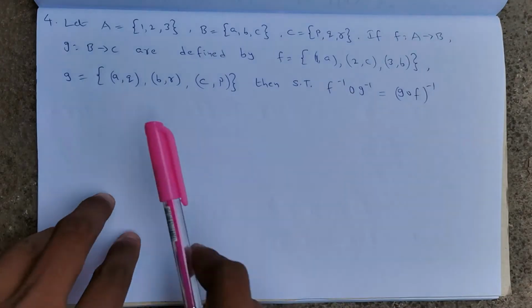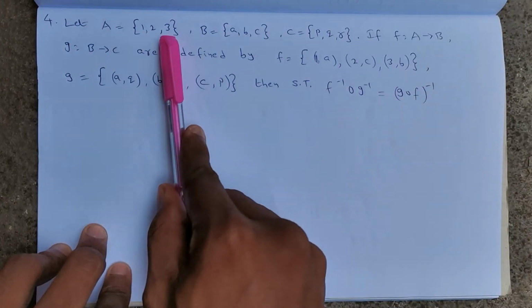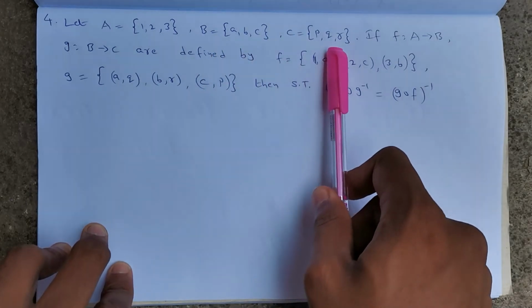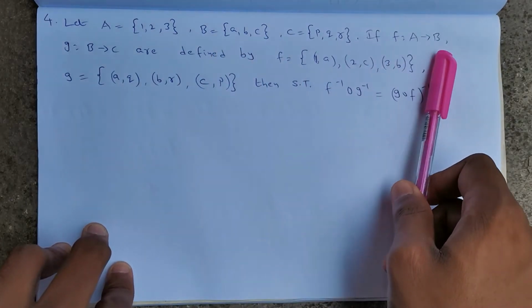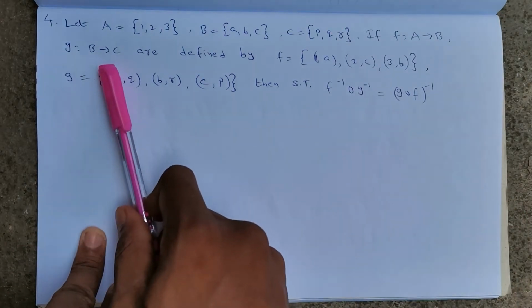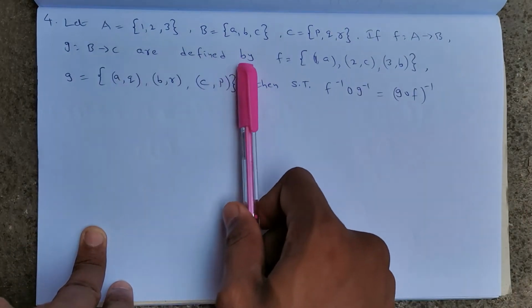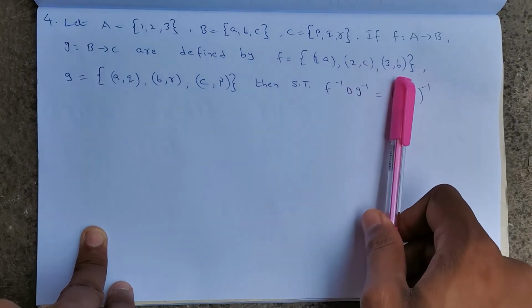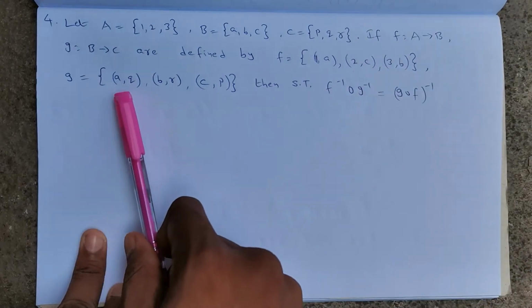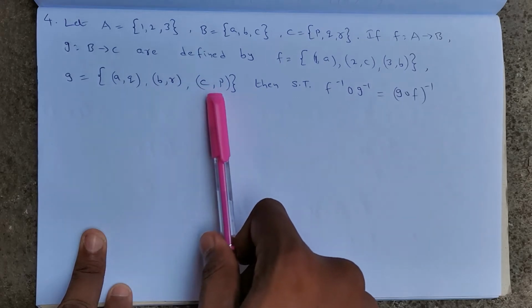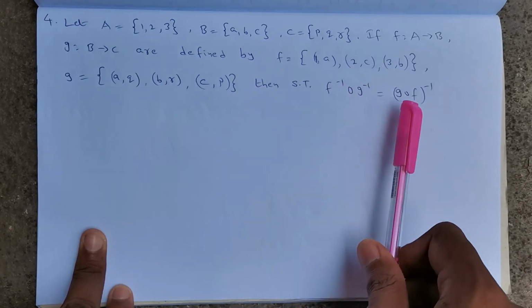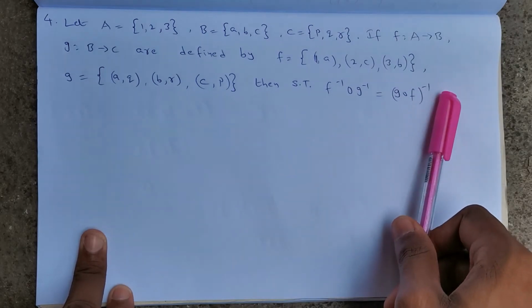The next question is: let set A be equal to {1, 2, 3}, set B equal to {a, b, c}, and set C equal to {p, q, r}. If f is a function from A to B and g is a function from B to C defined by f equal to {(1, a), (2, c), (3, b)} and g equal to {(a, q), (b, r), (c, p)}, then show that (g of f) inverse is equal to f inverse of g inverse.